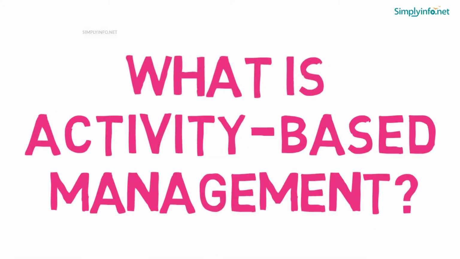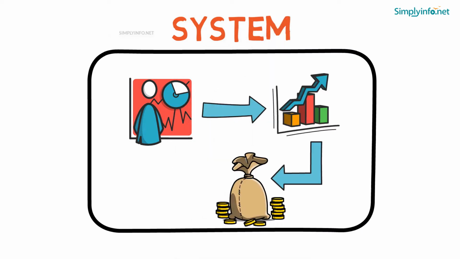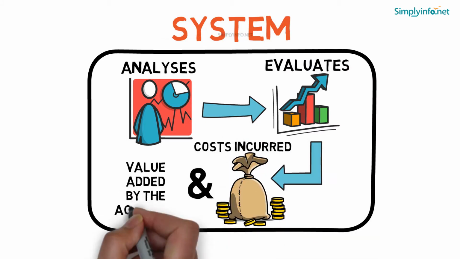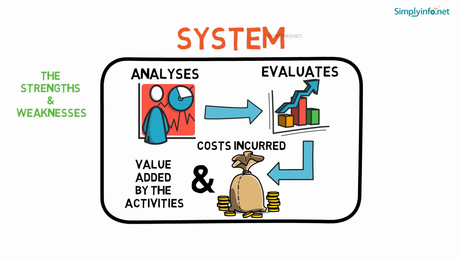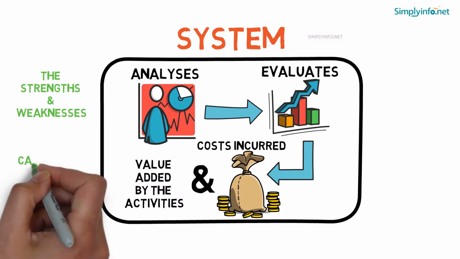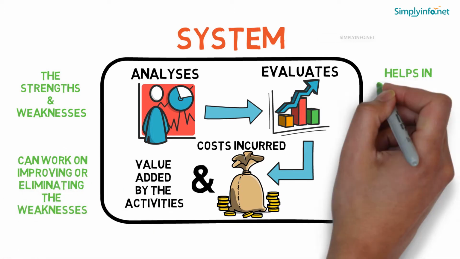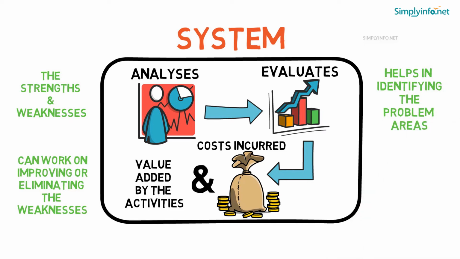What is activity-based management? Activity-based management is a system in which the company analyzes and evaluates the business activities based on the costs incurred and the value added by the activities. It identifies the strengths and weaknesses so that it can enhance the strengths and can work on improving or eliminating the weaknesses. It helps in identifying the problem areas so that the company can focus on them.